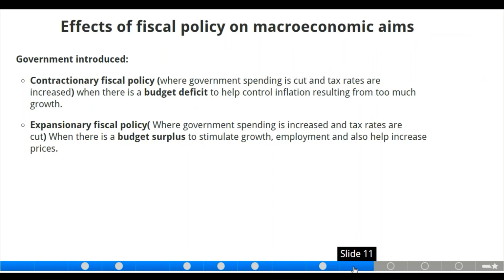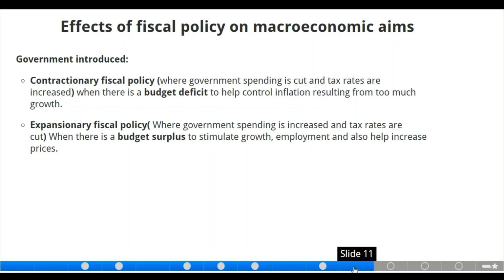Moving to the next slide, we now have the effect of fiscal policy on macroeconomic aims. That is, the effect of fiscal policy on government aims. Government introduces contractionary fiscal policy. What do we mean by contractionary fiscal policy? That is where government spending is cut and tax rates are increased in order to what? In order to help to control inflation. That is the general rise in the price level, which results from too much growth.